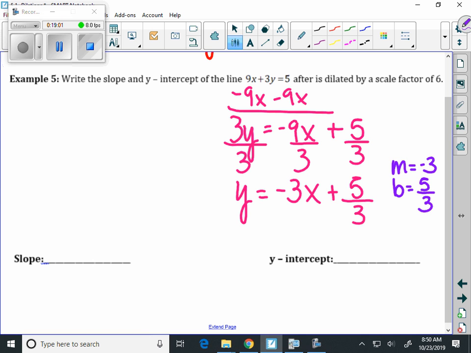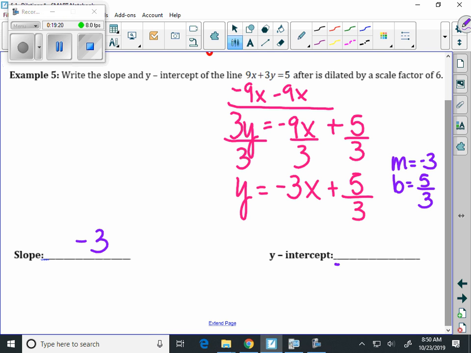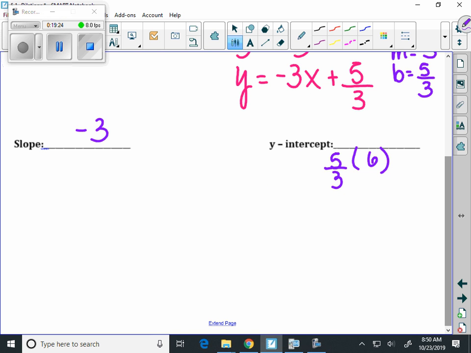Slopes of dilation stay the same. Our slope is going to be -3. If you write -9/3, I'm fine with that. Over here for the y-intercept, as we go back and look at the problem, it says after it is dilated by a scale factor of 6. We need to take this 5/3 and we need to multiply it by 6.